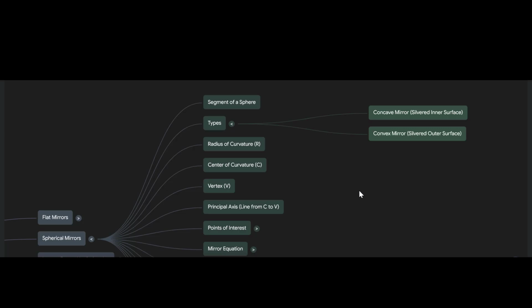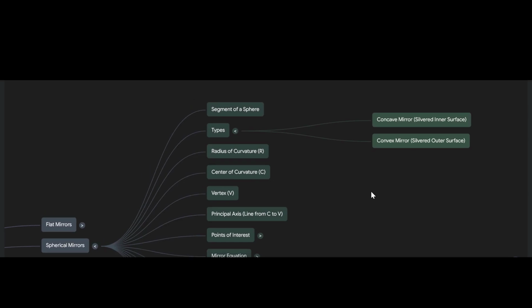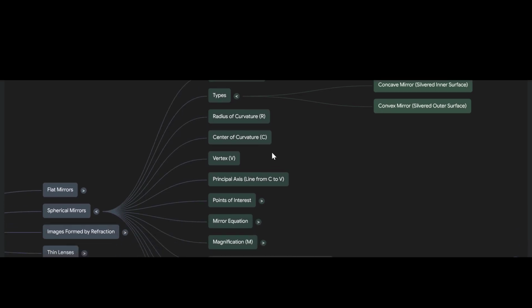There's the radius of curvature, R, which is just the radius of the sphere the mirror was cut from. There's the center of curvature, C, which is the center of that original sphere. The vertex, V, is the geometric center of the mirror surface itself. And the principal axis is the straight line that runs through both C and V. The main center line. Yeah.